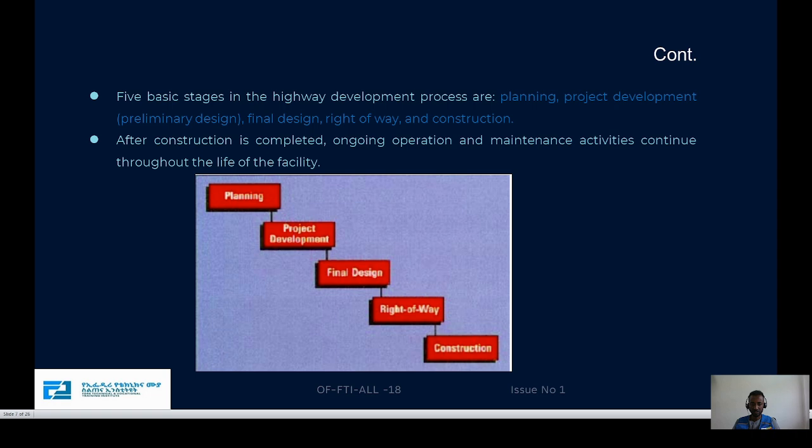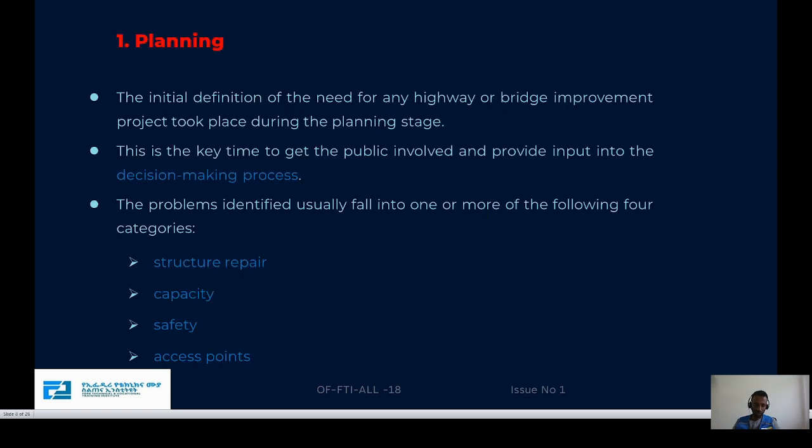The first step is planning. The second part is project development. After project development, select only one alternative, and then we come to the final decision, the design, and after the final design comes right of way. Then there is construction, and lastly the operation and maintenance stage. Maintenance activity will proceed.